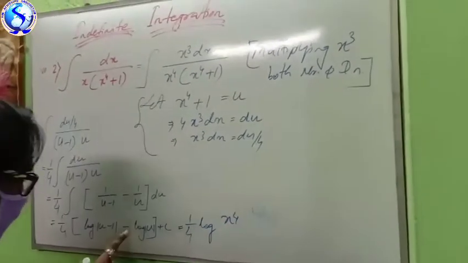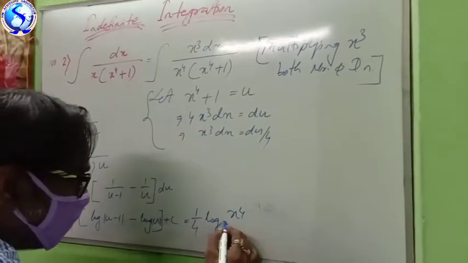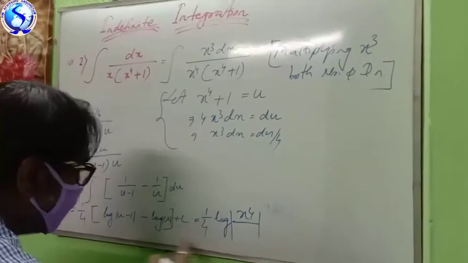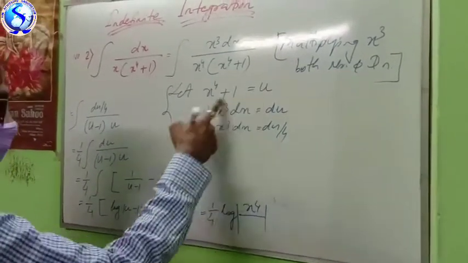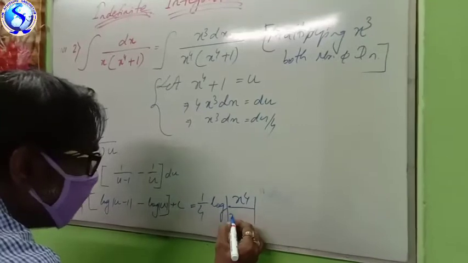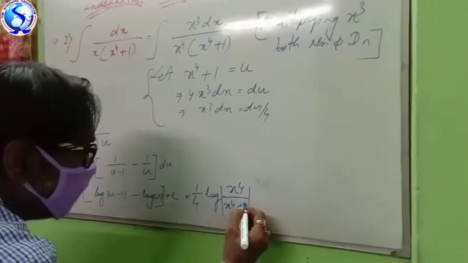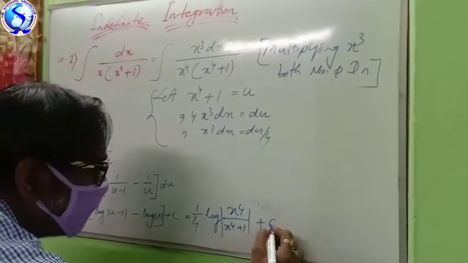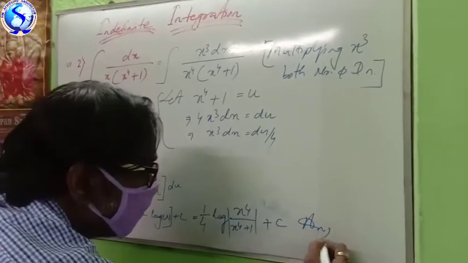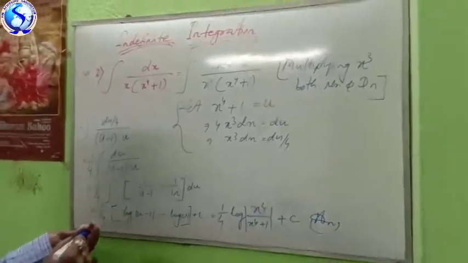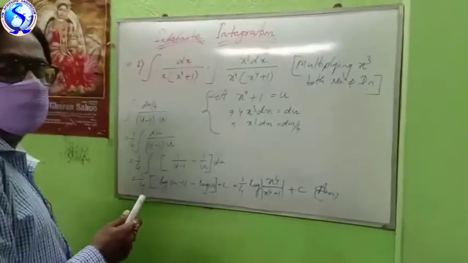As it is given minus in the middle, using log property, this will be how much? u means what? x to the power 4 plus 1, plus c, integration constant. Okay, this is the answer of number 2. Let us go to number 3 question.